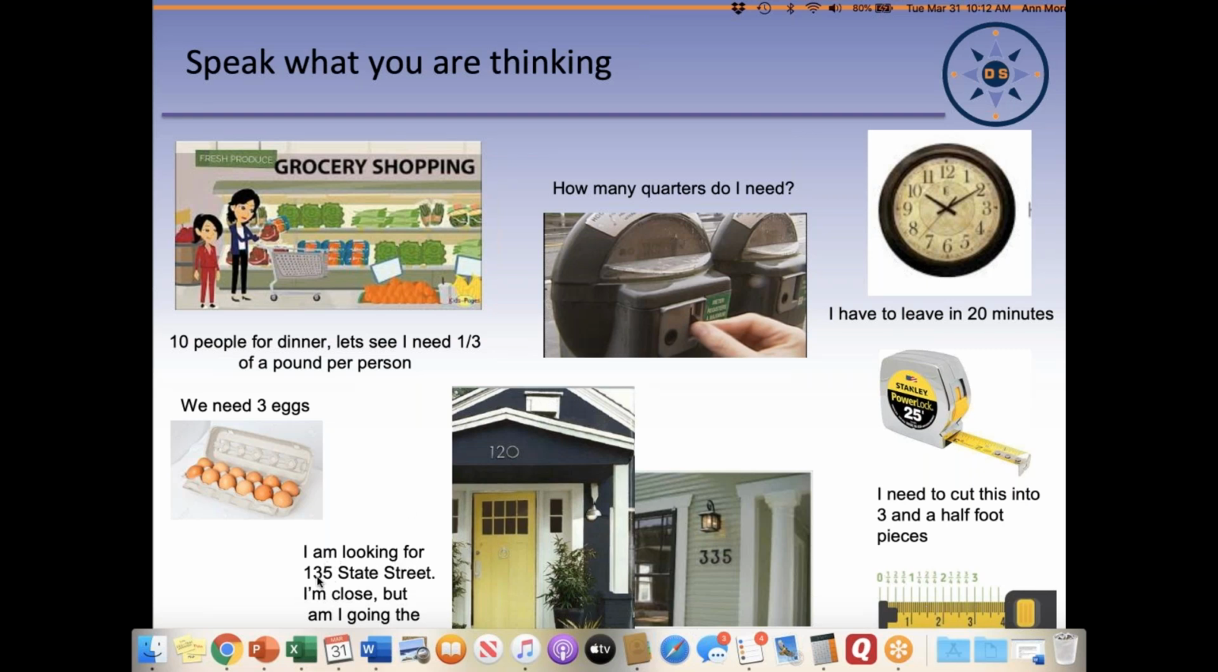This is a good one. I'm looking for 135. Okay, I see there's 120. Oh, it means it's on the other side of the street. Am I going the right way? I have to look at the next house. Oh, yes, I'm going the right way. So numbers that are in between.